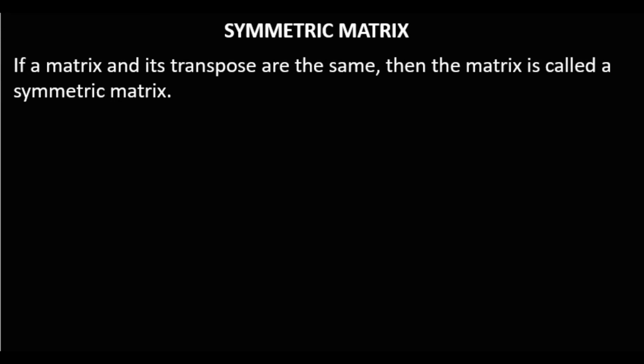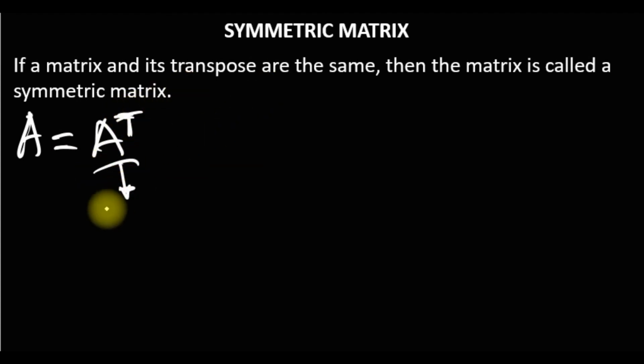So the next one is the symmetric matrix. A matrix is symmetric if the matrix and its transpose are the same. Though we've not done transpose of a matrix, I will just explain it to give an example on this type. So if you have a matrix such that if you transpose it, you get the same result, this means A equals the transpose of A.